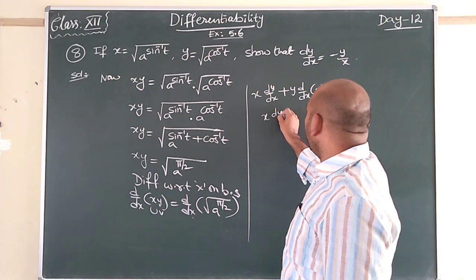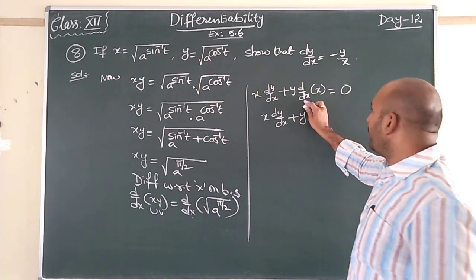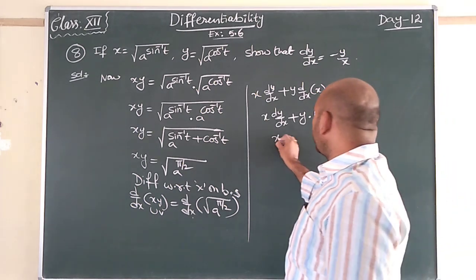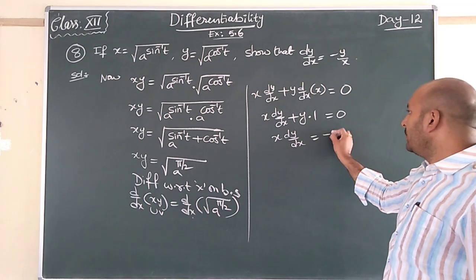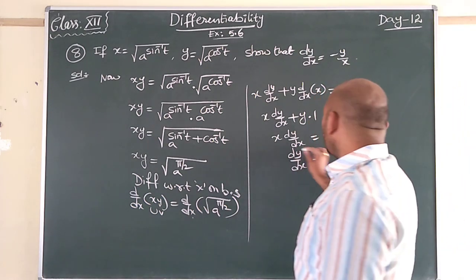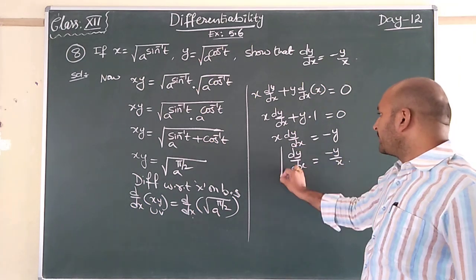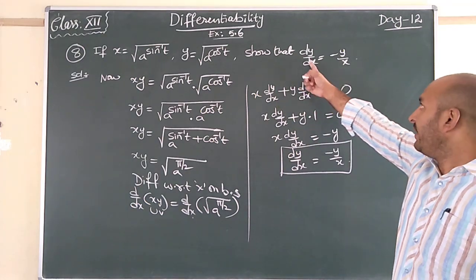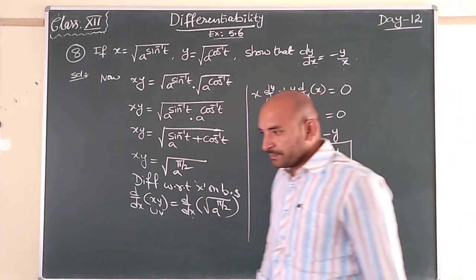x into dy by dx plus y into 1, the derivative of x is 1, is equal to 0. So x into dy by dx is equal to minus y, taking y to this side. dy by dx is equal to minus y divided by x, taking x to this side. That is our proof. What we have to prove? dy by dx is equal to minus y by x. That's the result. Hence proved.